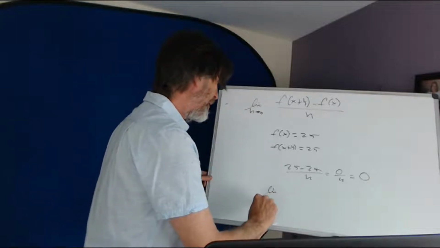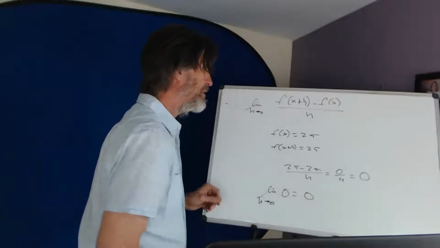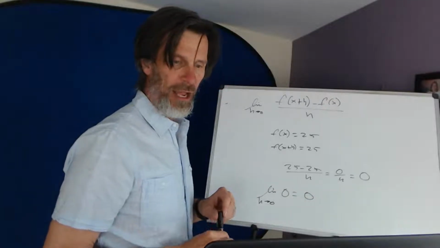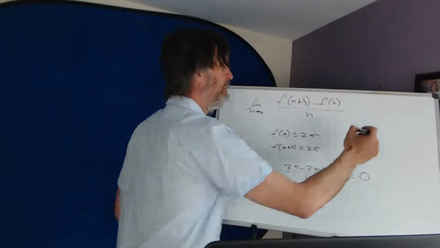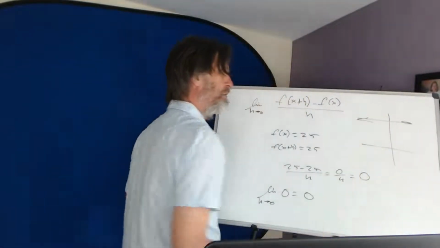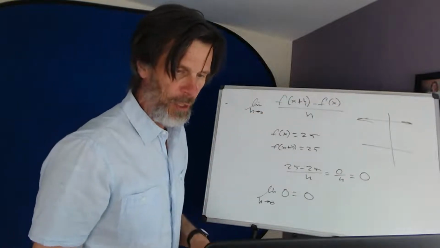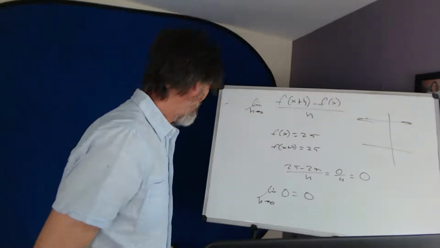Now you take the limit as h approaches 0 of 0, and you get 0. The slope of that line, y equals 25. Think back, y equals 25 is that line right there. The derivative tells us the slope. The slope is 0. On to part C.